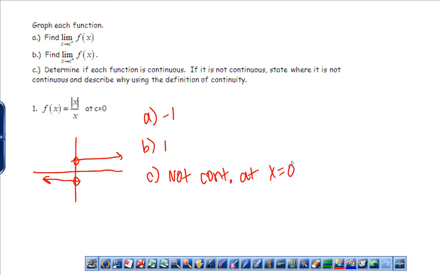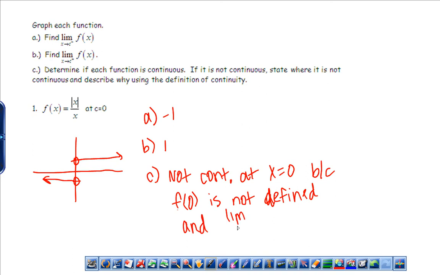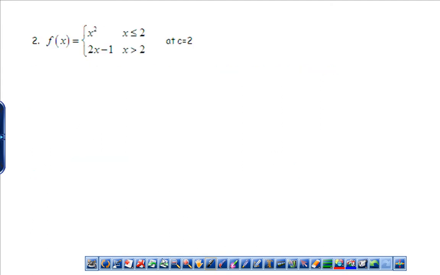It is continuous everywhere else. All right, this is because f of 0 is not defined, or you could say undefined, and the other reason, if that wasn't good enough, the limit as x approaches 0 does not exist. Okay, so let's look at another example.